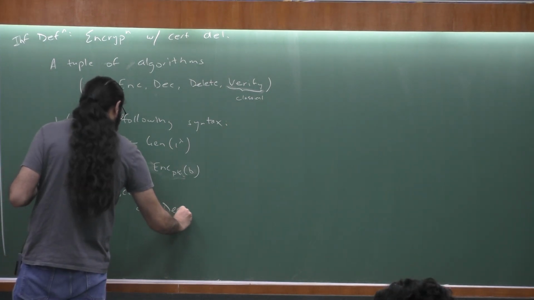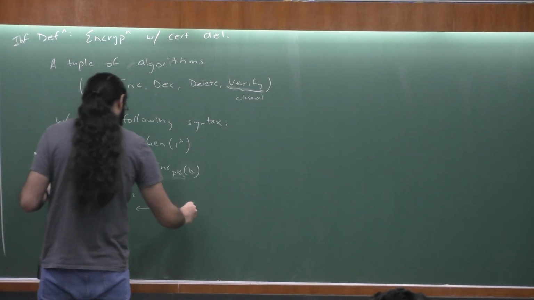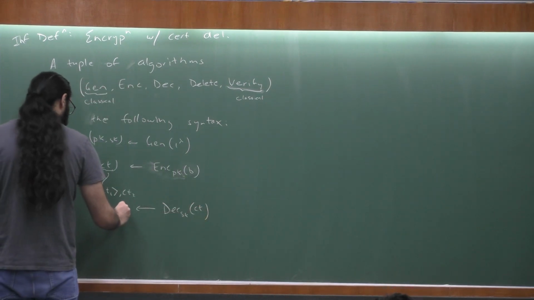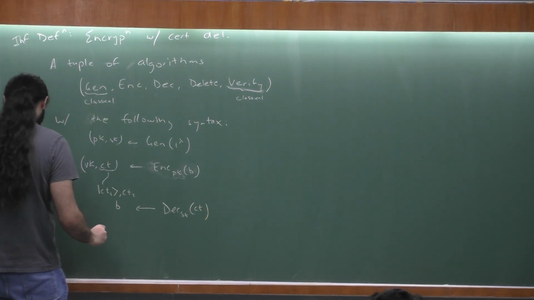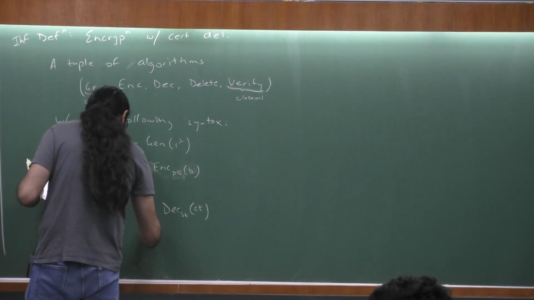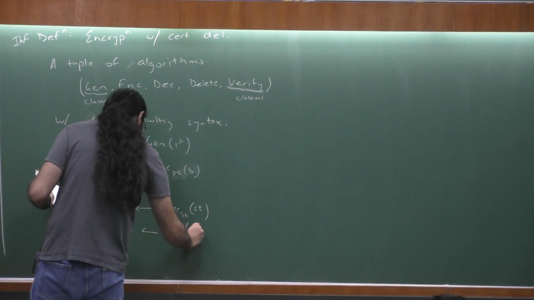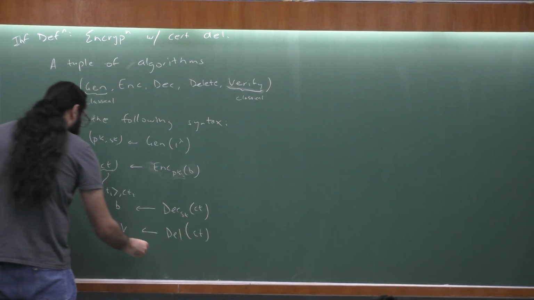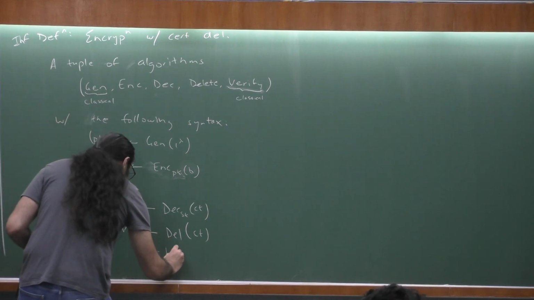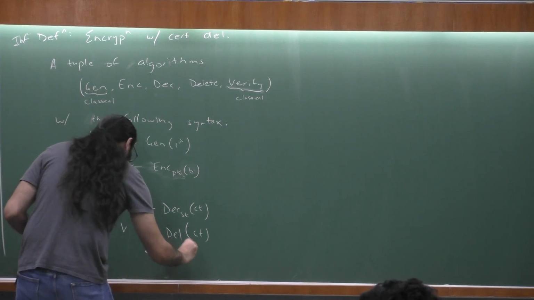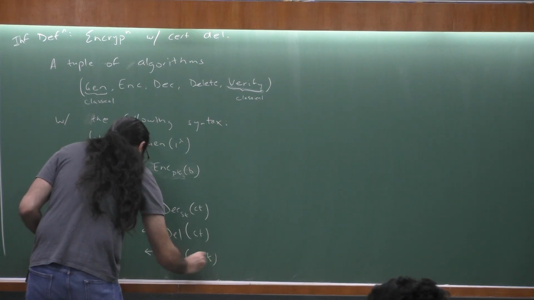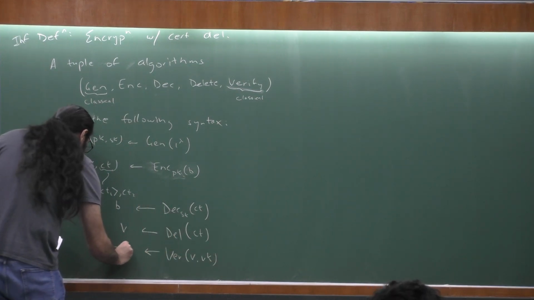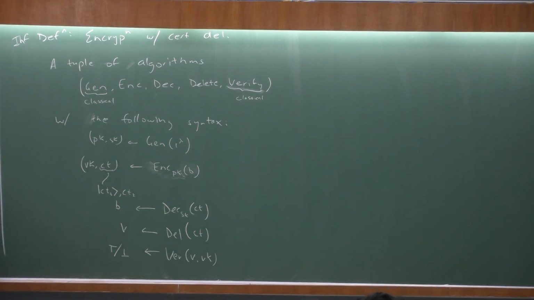Then there's decrypt, which takes the secret key and CT. You take the ciphertext, and it will produce the bit B that you encrypted. Then there's delete, which will take the ciphertext as input and produce a certificate, which we're calling V. And the verification algorithm takes as input V and the verification key and tells you whether it passed the verification or it aborts. So that's the syntax of an encryption scheme with certified deletion.